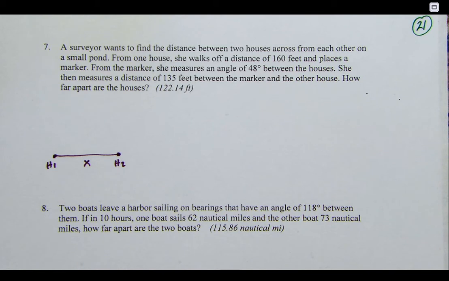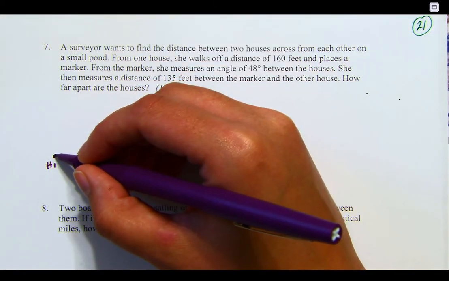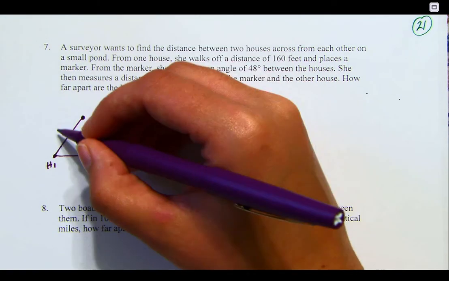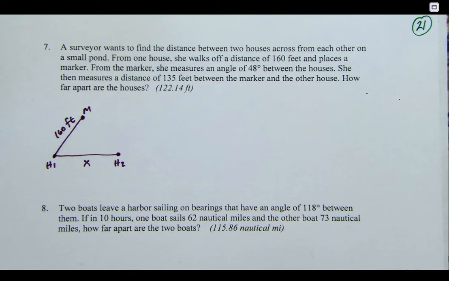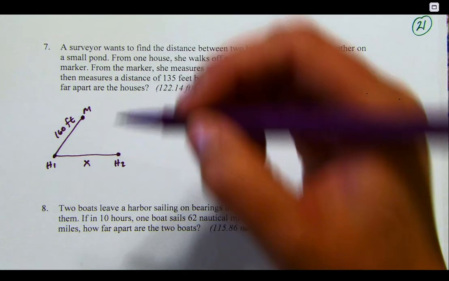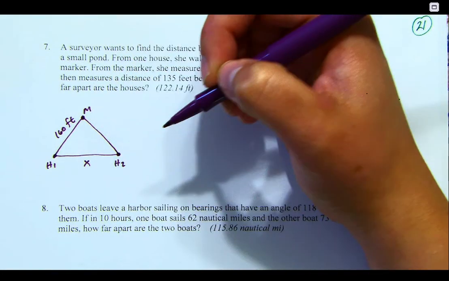From one house, she walks off a distance of 160 feet and places a marker. So I'm just going to pick house 1. I'm going to go 160 feet in this direction. And there is the marker. Okay, and then just to close the triangle, I'm going to connect the marker to house 2.